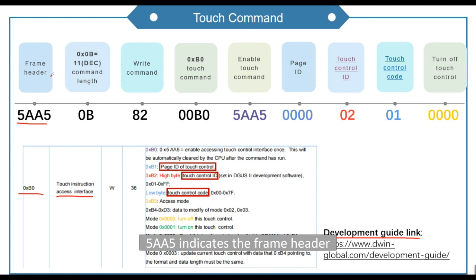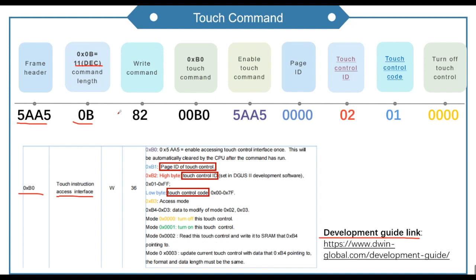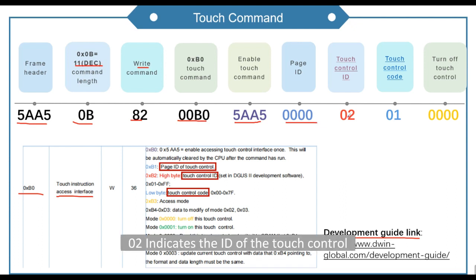5AA5 indicates the frame header. 0B represents the length of the command, which is 11 bytes long. 82 stands for write command. 00B0 indicates the touch command. 5AA5, enable the touch command. 0000 indicates the page ID. 02 indicates the ID of the touch control.